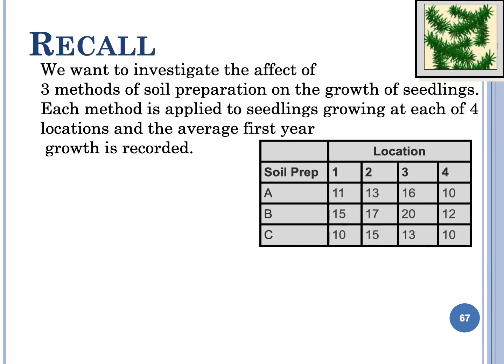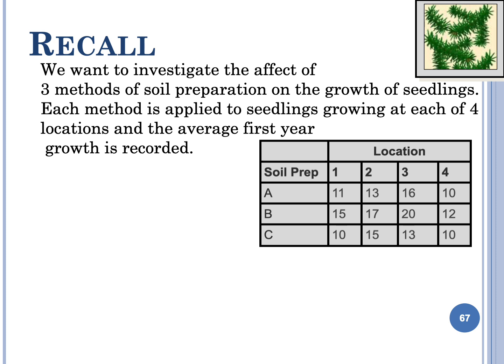Now we will introduce Tukey's method used in randomized block design. As a recall, let's look at the example that we have in this section. We would like to investigate the effect of three methods of soil preparation on the growth of seedlings. Each method is applied to seedlings growing at each of the four locations, and the average first year growth is recorded. So here we have a location, which cannot be changed easily by the researcher.